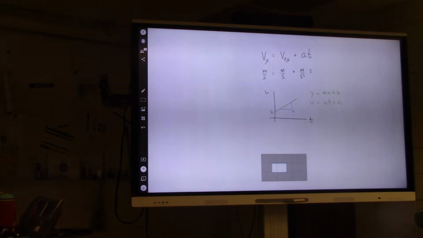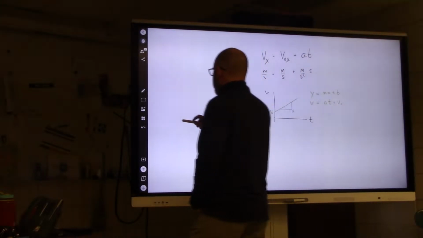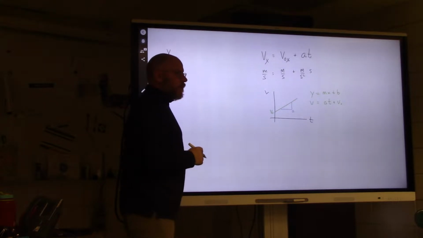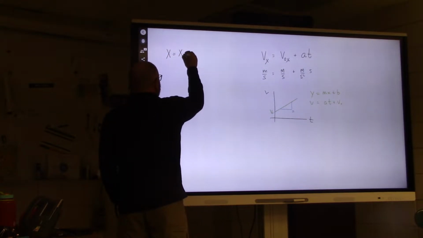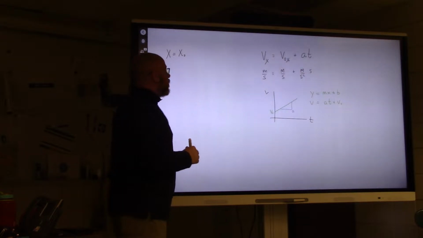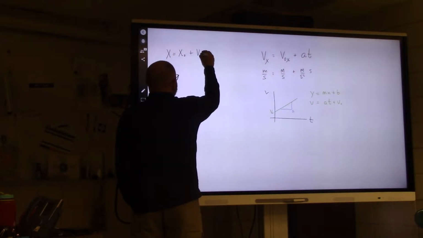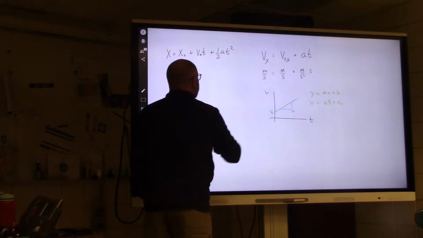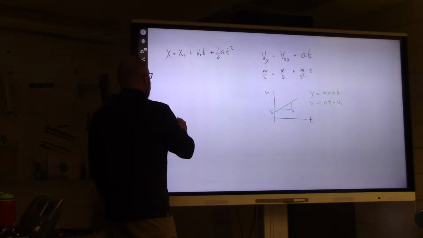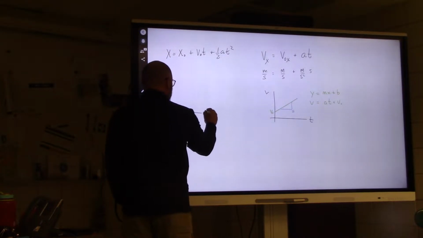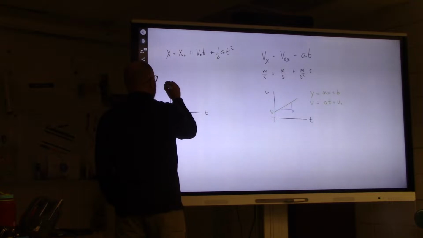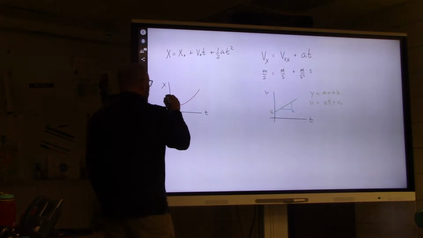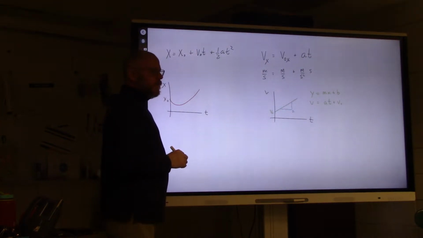Okay. The next one is the parabola. When you look at it, this is your final position. What's it equal to? Your initial position plus your initial velocity times the time plus 1/2 the acceleration times the time squared. What shape is this? Parabola. It's got to be, right? I'm sorry, totally got distracted. Where this is your initial position, right?